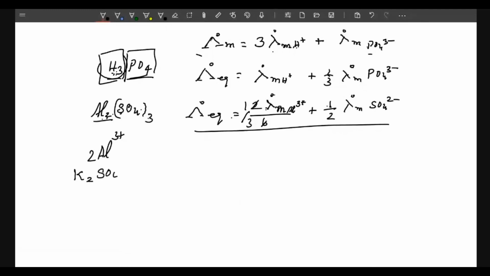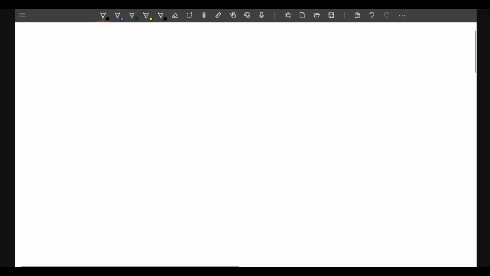Equivalent conductance of the potash alum, at home. From the molar conductance, ionic conductance. Now I am going to give the methodology to calculate the equivalent conductance and the molar conductance from the equivalent conductance of the ions. In the case of equivalent, first we will find out the equivalent conductance of the ions.